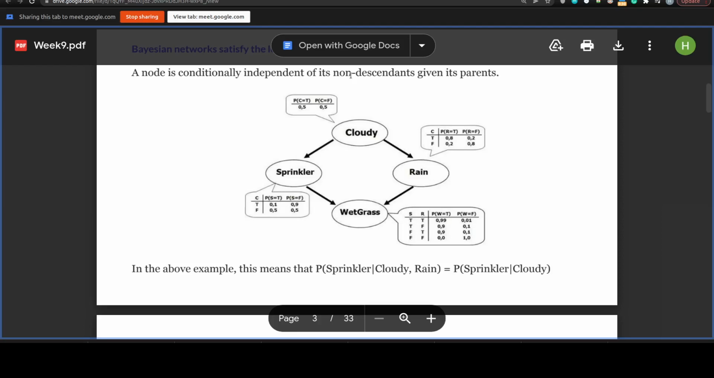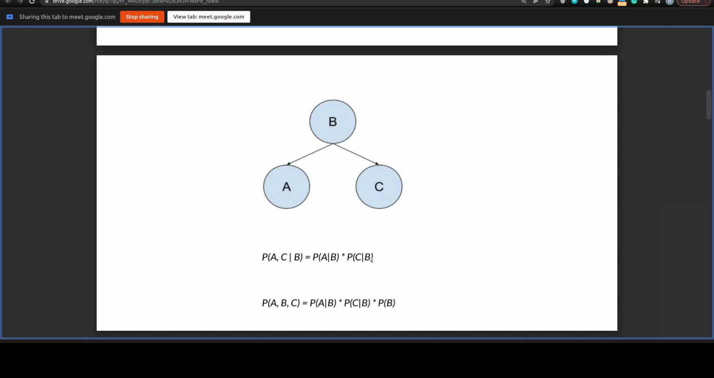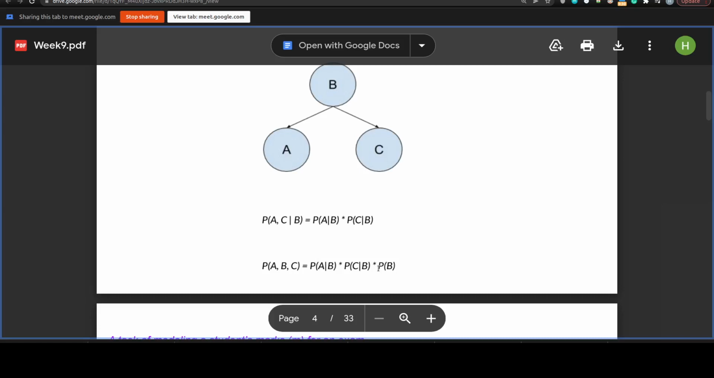Here, if I want to calculate the joint probability of A and C given B, that would be P of A given B multiplied by P of C given B. And then the joint probability of A, B, and C would be probability of A given B, probability of C given B, and the probability of B, because we only need the parent probabilities, and B is an independent variable in itself. So this is how you decompose the probabilities in a Bayesian network.